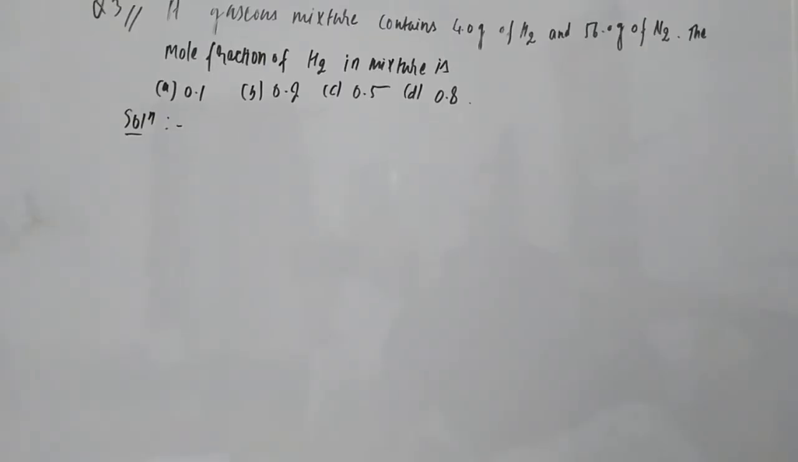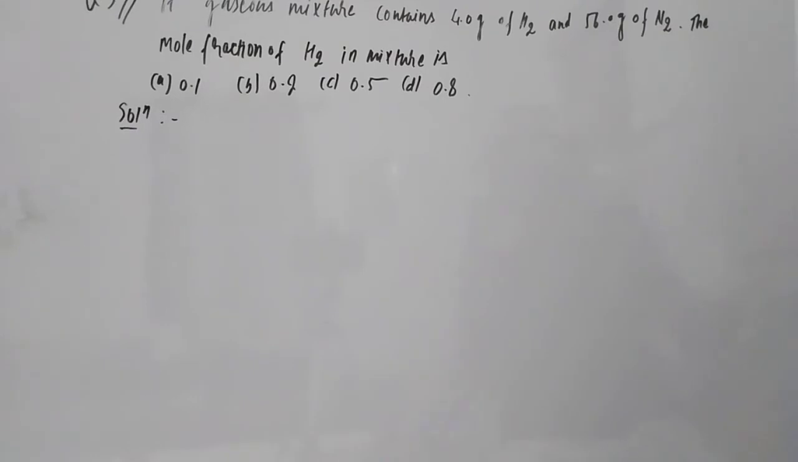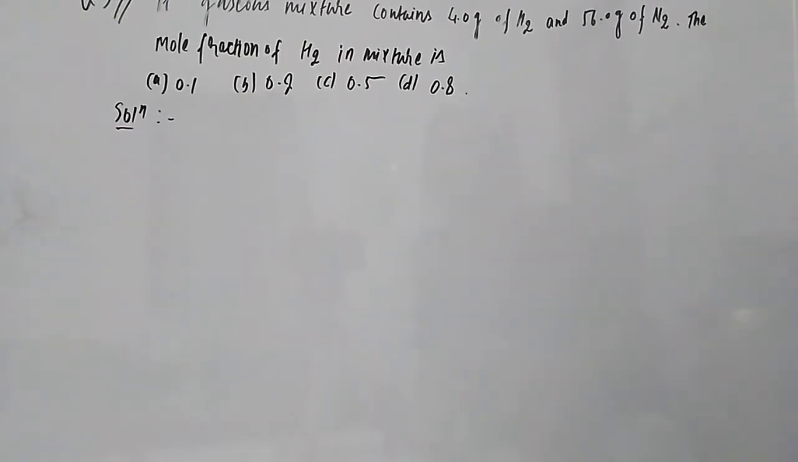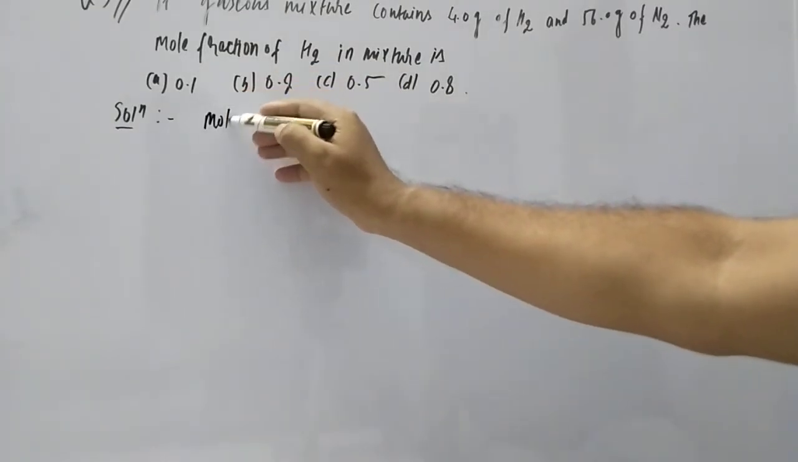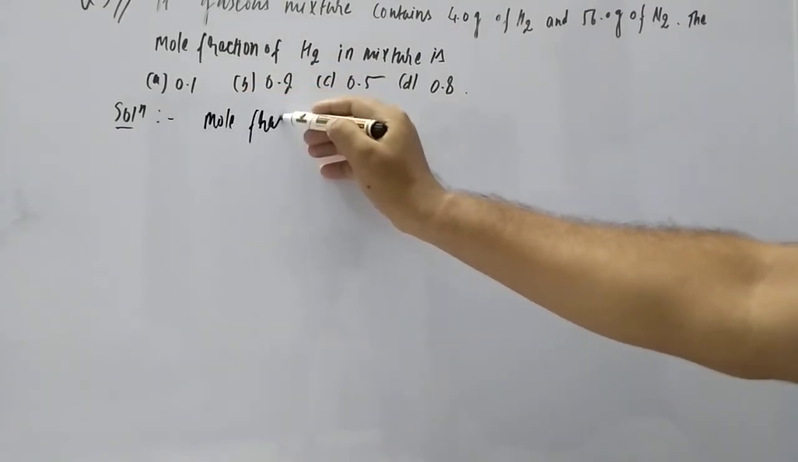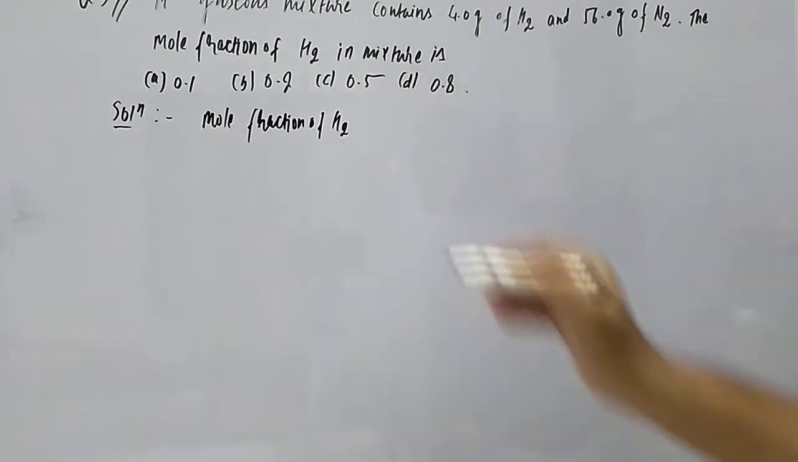Hello friend, now let us see question number 3. It's a very easy problem. A gaseous mixture contains 4.0 gram of H2 and 56 gram of N2. Find the mole fraction of H2 in the mixture. So what they are asking is the mole fraction of H2.